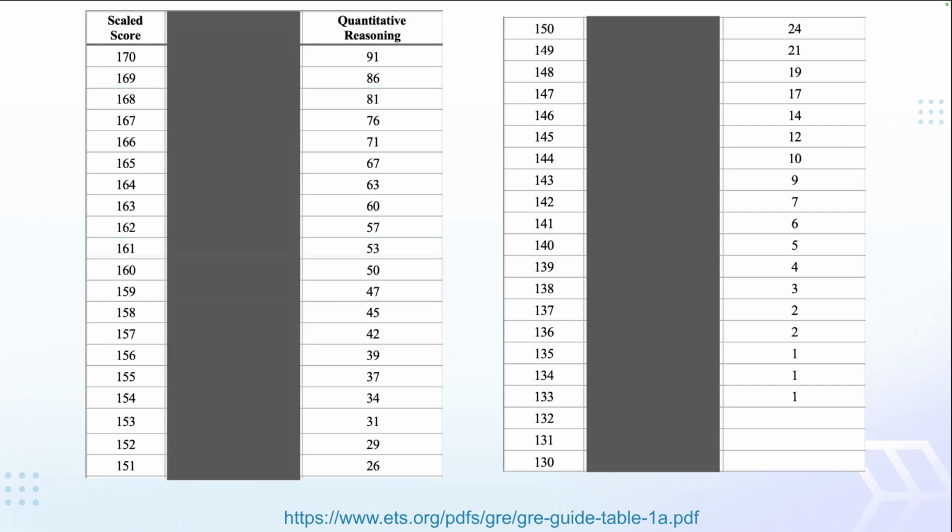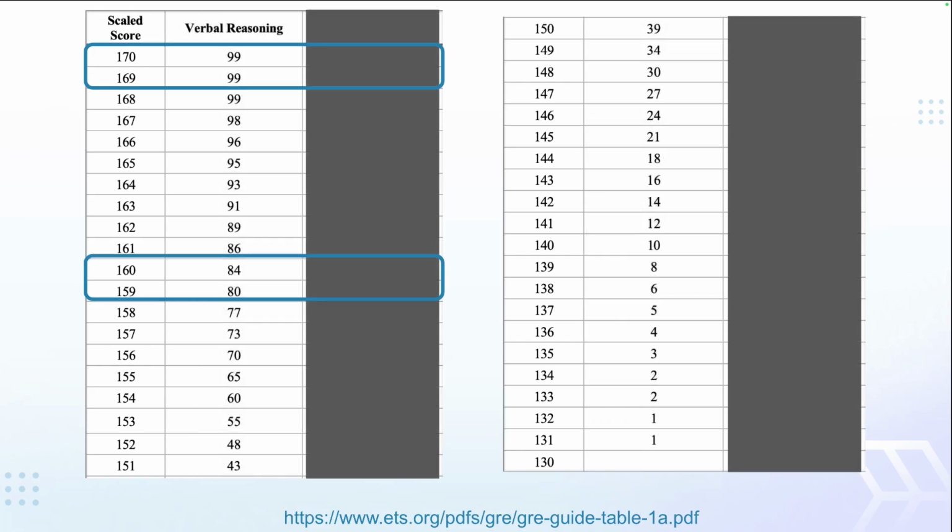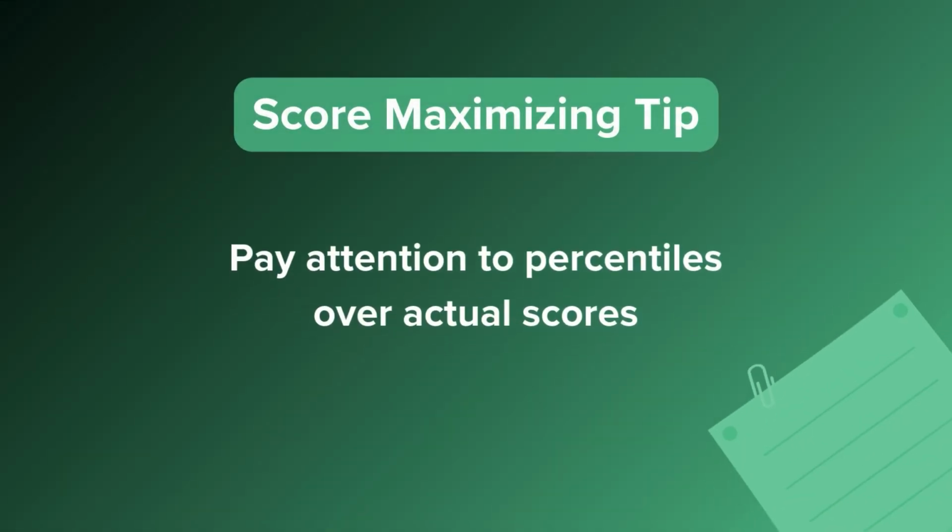On quant, a 159 and 160 are 3 percentile points apart, while a 169 and 170 are 15 percentile points apart. Conversely, on verbal, a 159 and 160 are 4 percentile points apart, while a 169 and 170 are less than 1 percentile point apart. Takeaway, don't take measure scores at face value. Percentiles are a far better indicator of performance.